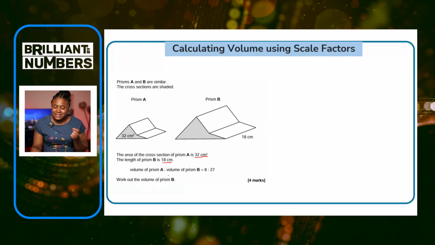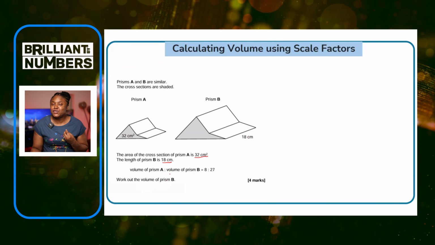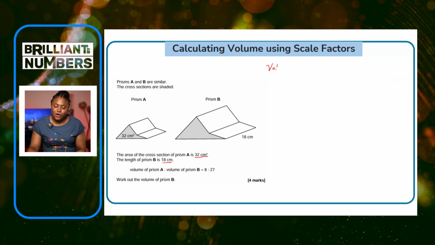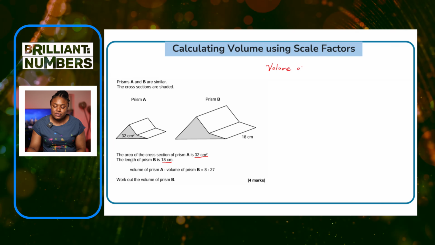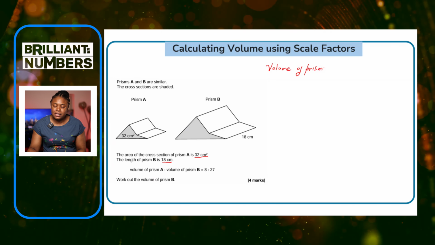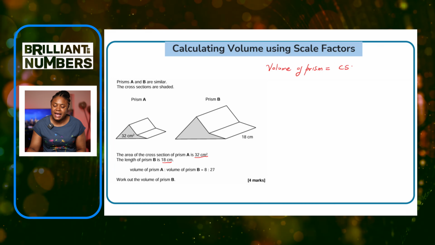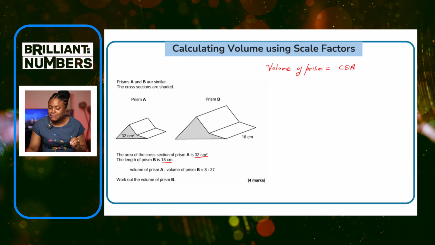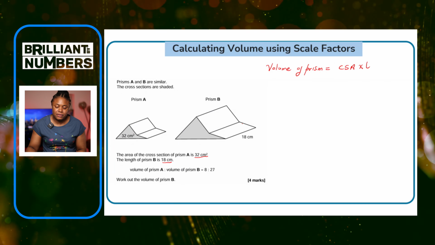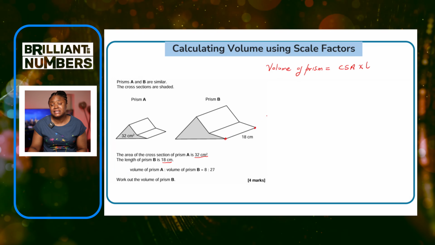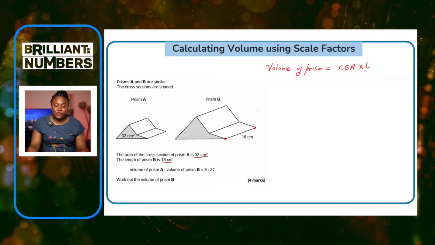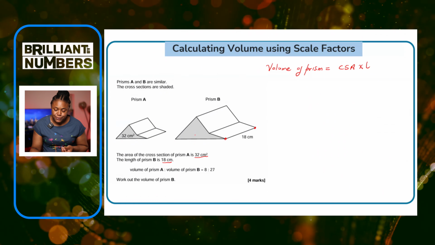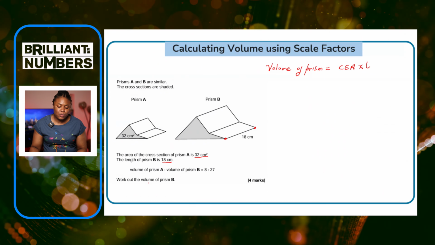So first of all, we need to remind ourselves of the formula for the volume of a prism. So let's write that down and then deal with our ratios. So volume of prism, and it's any prism at all, is equal to the cross-sectional area, which I'm just going to call CSA. So it's the area of the cross-section, which is the shaded bit, multiplied by the length, which is from the front to the back of the prism. So in order for me to find the volume of prism B, I first of all need to find the cross-sectional area.